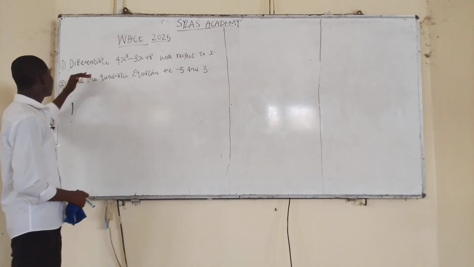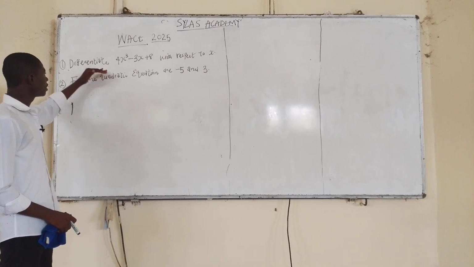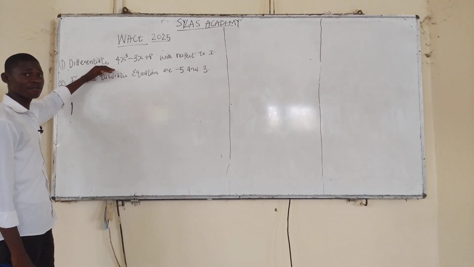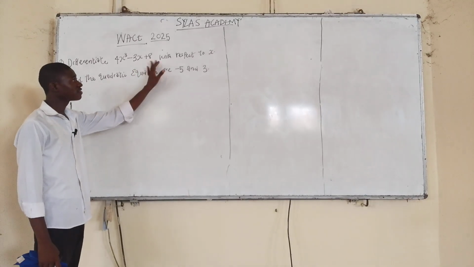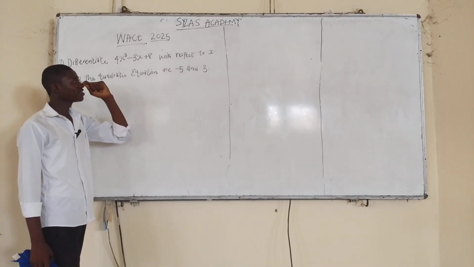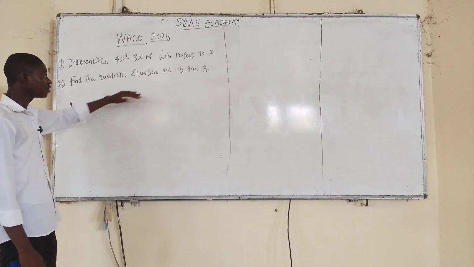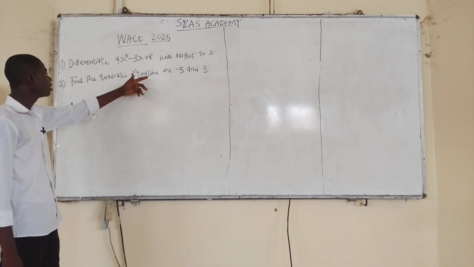Now, they give us these two questions to solve. Are you following now? Differentiate 4x to the power of 3 minus 3x plus 8 with respect to x. It's easy. If you have been following my class, it's easy because I've taught you many things about differentiation. So if you have been following, very easy.